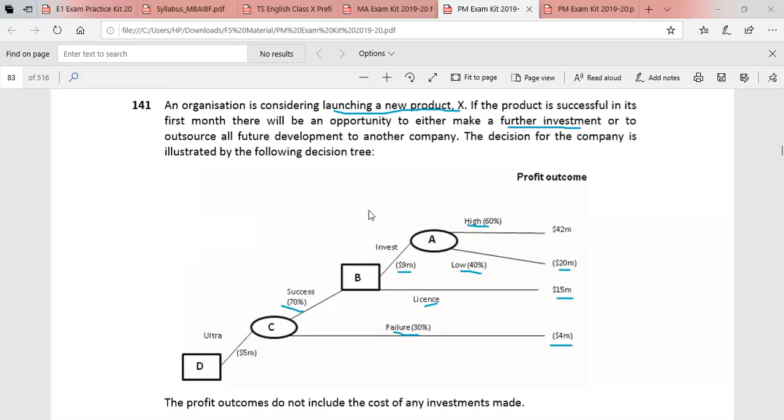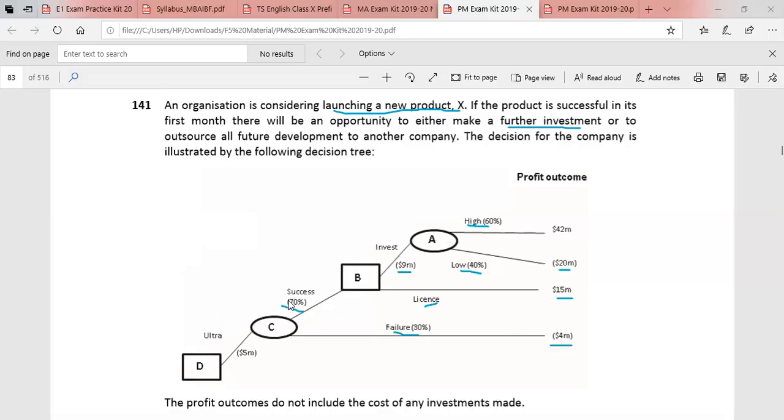If they do not invest in this, the alternative is to go in for licensing. Licensing will generate a revenue of 15 million. The cost of launching this product is 5 million. So this is giving multiple choices. The alternatives are: it would be successful, or it would be a failure. If it is a failure, the loss will be 4 million. It would be a success.